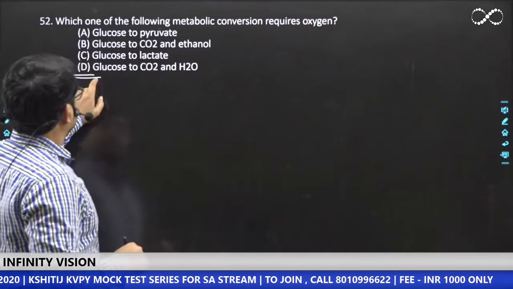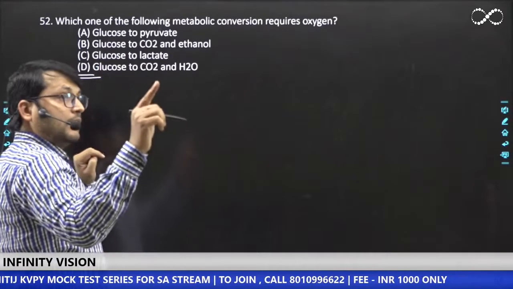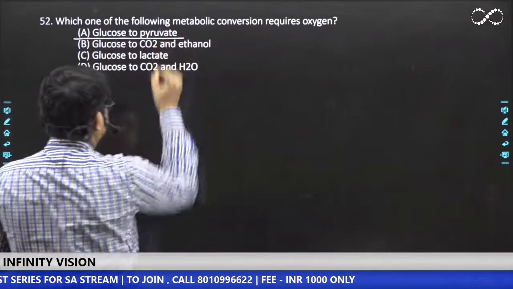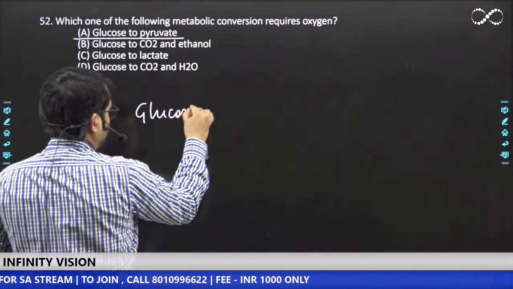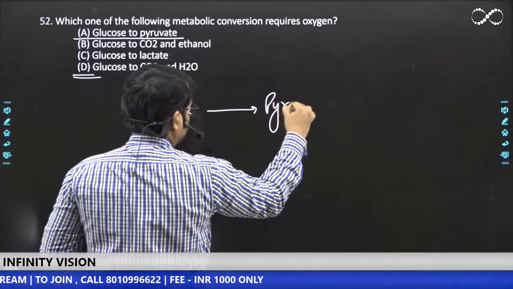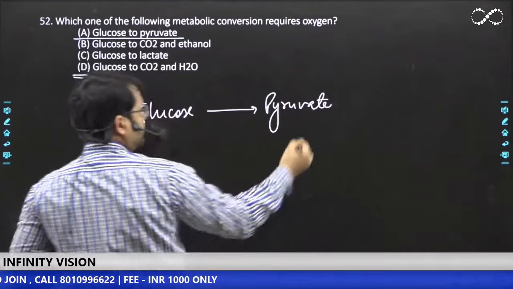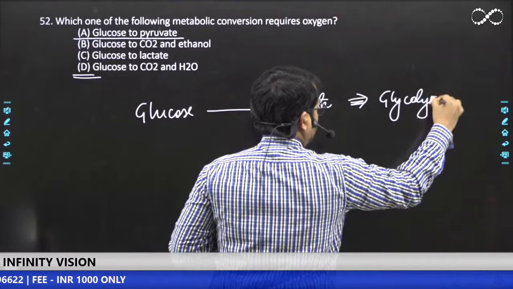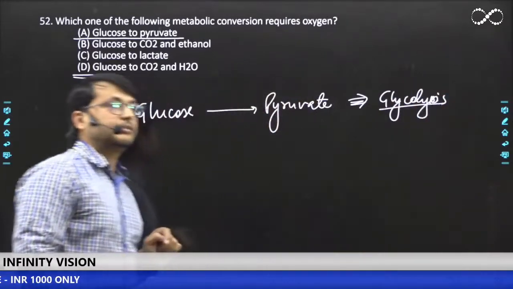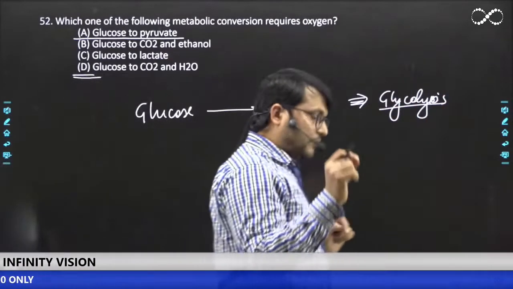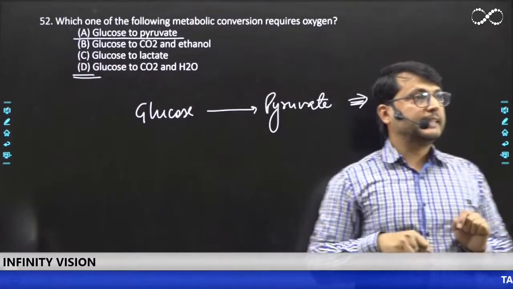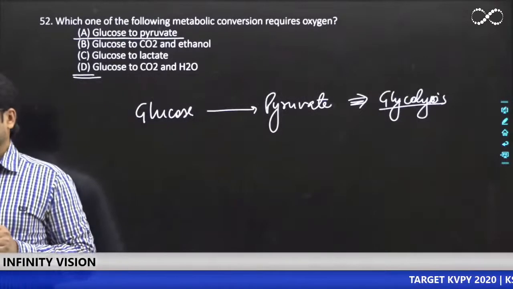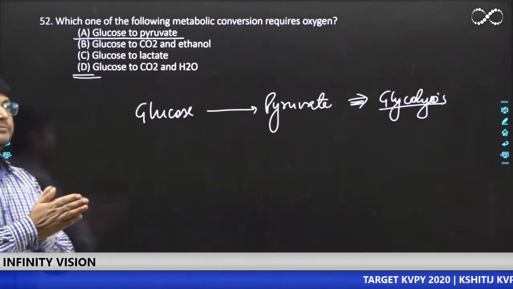Correct. Right? Now, Akhil, let me ask one more thing. Glucose to pyruvate, right? This process is what? This is glycolysis. Glycolysis is a step of aerobic respiration too, correct? So, will oxygen be required here or not? Will it be required here?